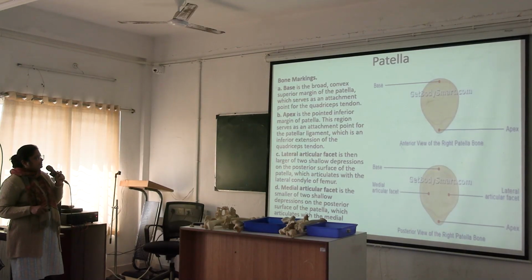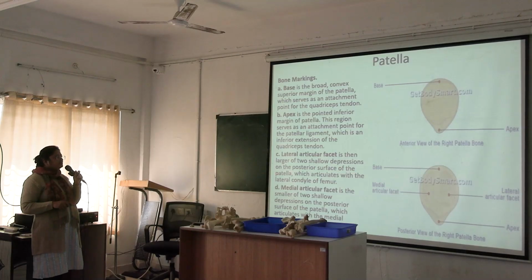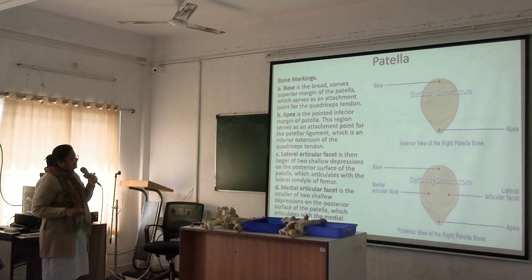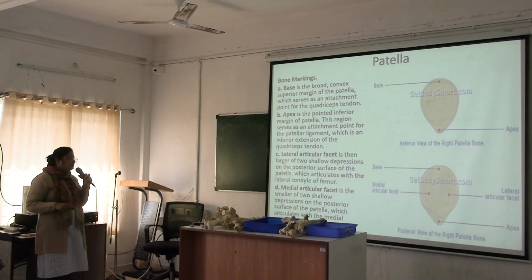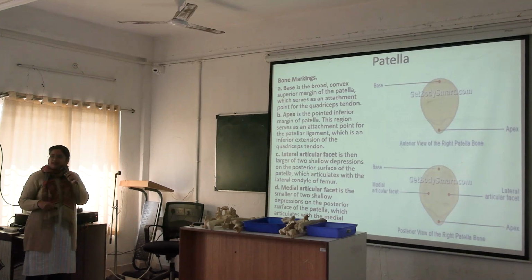The lateral articular facet is the larger of two shallow depressions on the posterior surface of the patella, and articulates with the lateral condyle of the femur. The medial articular facet is smaller, the second of the two shallow depressions on the posterior surface of the patella, and articulates with the medial condyle of the femur.